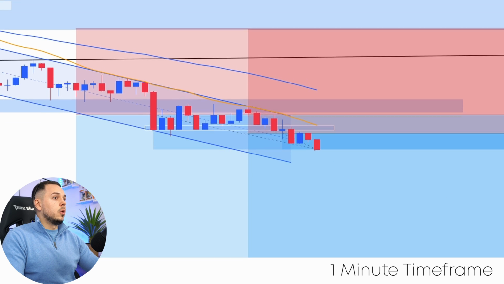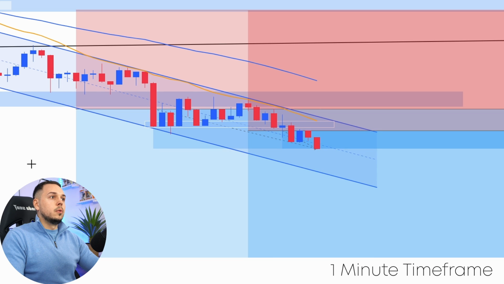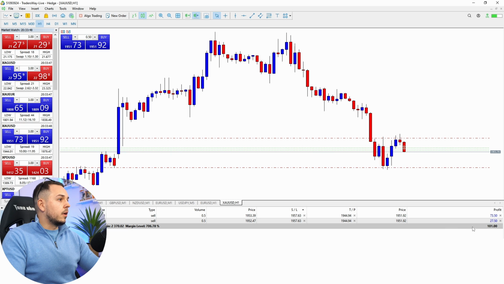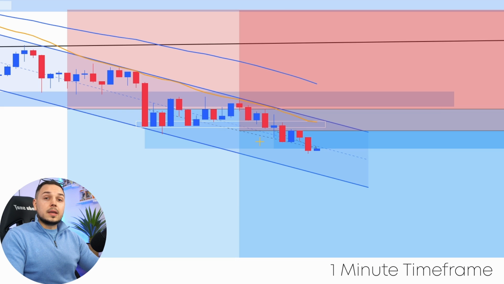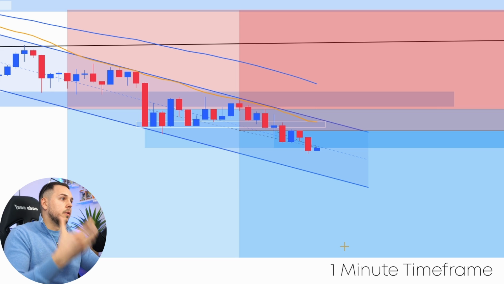Let's take a look at the 1-minute. As you can see, this bearish channel is very nice. So looking at our trade, we are currently $96 in profit. The candlesticks are also making new lows every single time. Lower low over here, lower low over here. This is great. This is what you want in a trend.